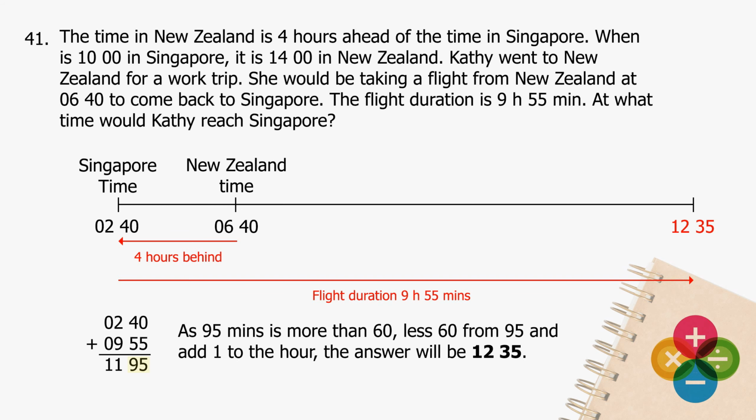After adding 02:40 to 9 hours 55 minutes, you will get 11:95. You will need to minus 60 from 95, as there are only 60 minutes per hour, and add the 60 minutes, which is 1 hour, to 11. You will get the answer 12:35.